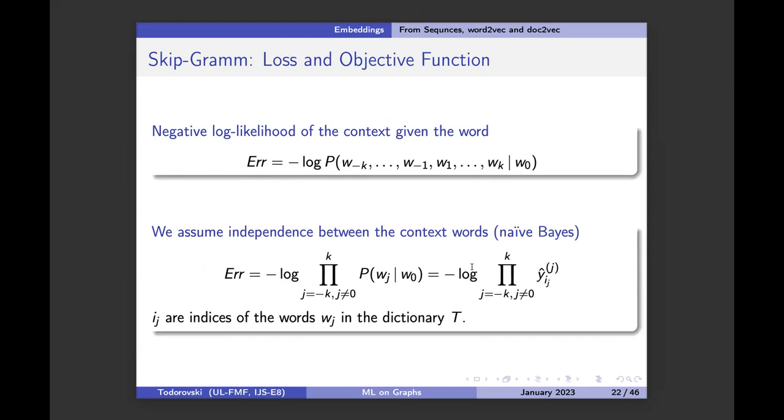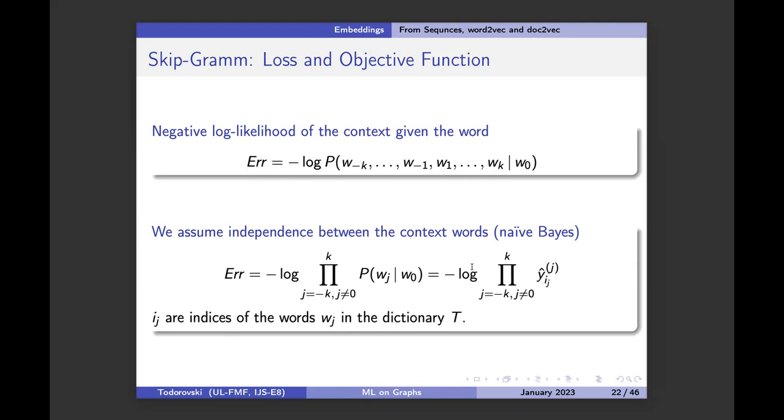What I'm going to do is to use the negative log likelihood of the context given the word. So what I want to maximize is, given a word, the probability of the right context. And of course, in order to be able to calculate this efficiently, we are going to assume that the words in the context are independent. Well, how realistic is this? You can judge yourself, but this is what is being done for the purpose of efficiency of calculation.